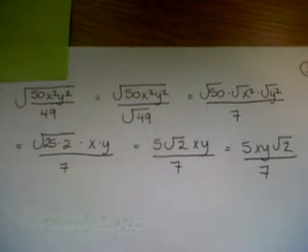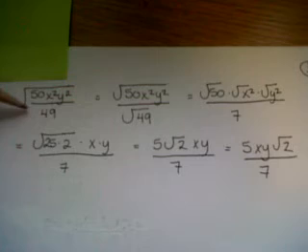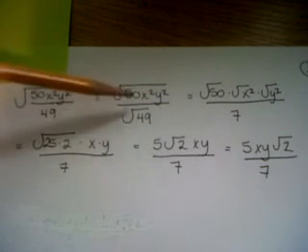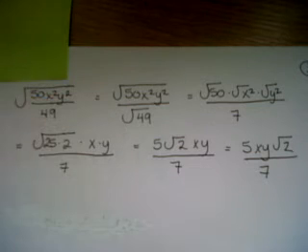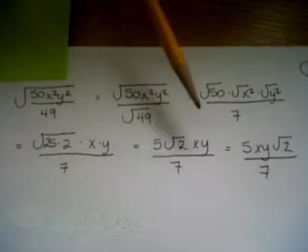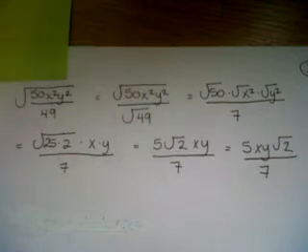And here's another example. Square root of 50x squared y squared divided by 49. So I can break that into its pieces. Square root of 50x squared y squared over the square root of 49. That's the same thing as saying the square root of 50 times square root of x squared times square root of y squared. Square root of 49 is 7.